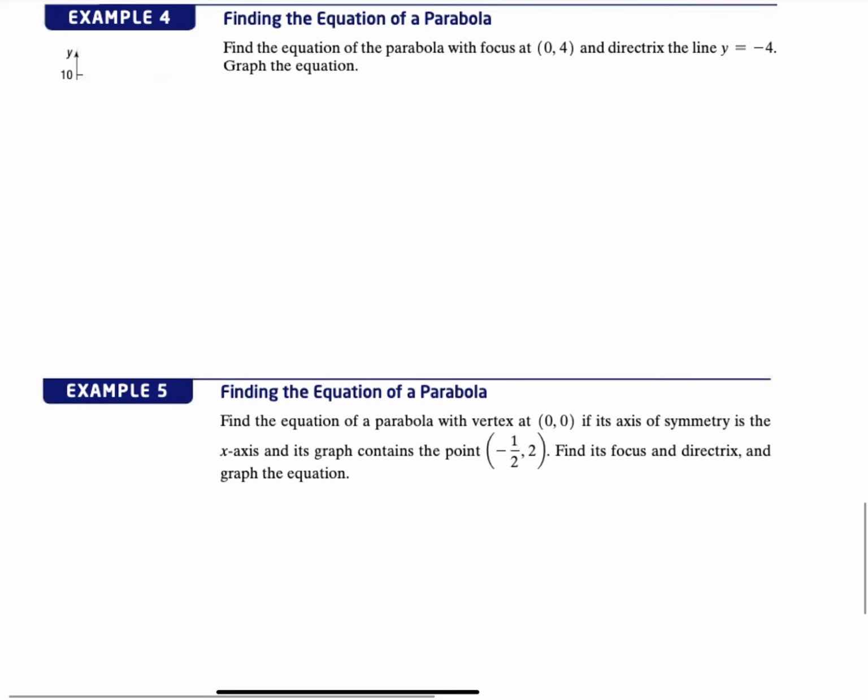All right, let's look at example 4. This time we're given some attributes and they want the equation. So we want the equation of a parabola with the focus point at 0, 4. And they tell us the directrix is the line y equals negative 4. So let's find out the other attributes and graph the equation. They don't tell us the vertex this time, but we'll be able to find out indirectly.